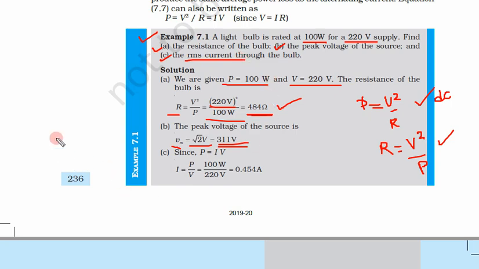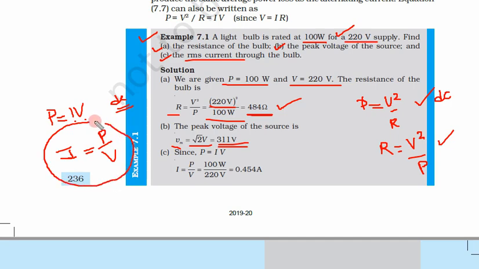RMS current. So we have this formula, P is equal to IV. This is for DC. But again, if we use RMS value for AC, then we get the same result. So V_RMS is 220 volt, so I_RMS is equal to P upon V. In that case, we get the I_RMS value that we needed, the RMS current.